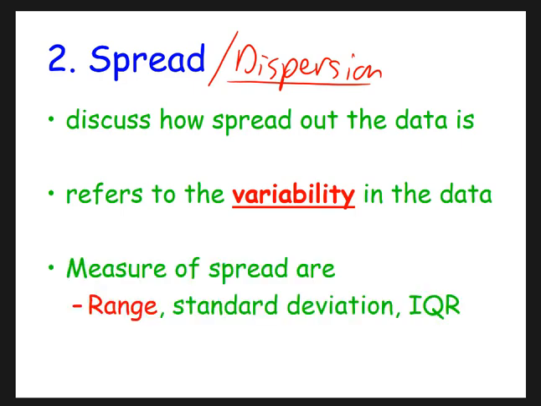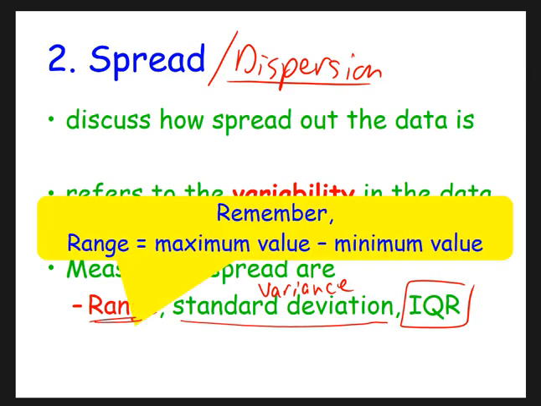Measures of spread, distinctively, we mentioned range. That's how spread out they are. Standard deviation and variance kind of go together. Variance is calculated in the process of calculating standard deviation. IQR stands for interquartile range. For that to make much sense, we need to discuss how to calculate the quartiles. Quartiles are a measure of position, but the distance between them is a measure of spread.